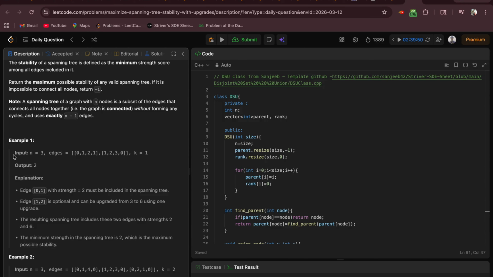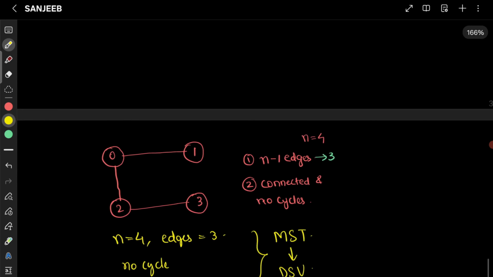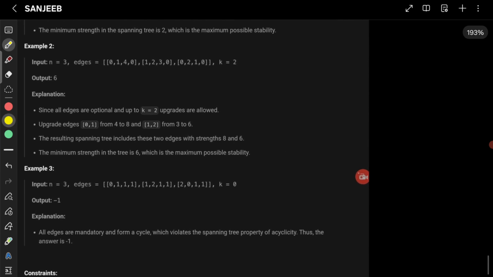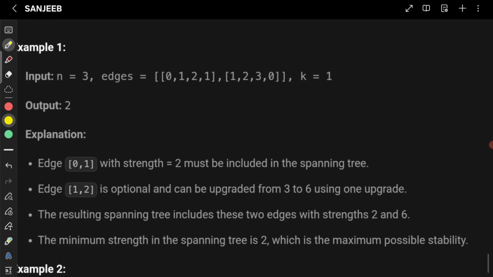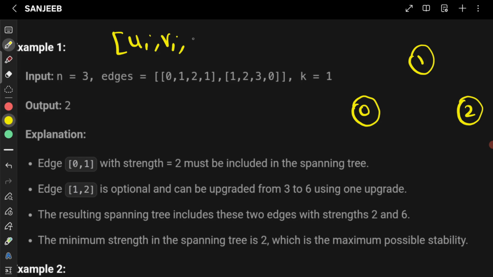Here is the sample. n is 3 and edges are of this form. Let me draw the nodes first, 0, 1 and 2. The edges are of the format u of i, v of i, then strength of i, and then must of i. Now 0 to 1 says there's an edge with strength 2. Is it a must edge? Yes, it's a must edge, so I'll mark it with a tick.